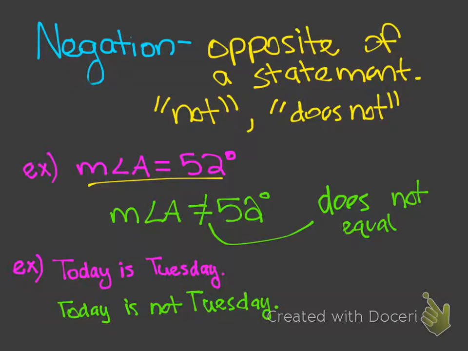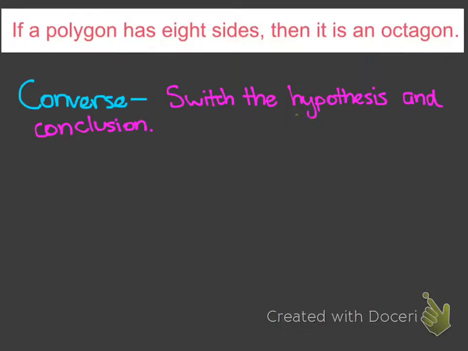Alright, that is negation. So now we're going to look at different types of conditional statements, and we'll have to use negation in some of them. Alright, let's look at the first one, the converse of a statement. The converse simply switches the hypothesis and conclusion of a conditional. So instead of writing P then Q, for a converse, you're going to write Q then P. You'll put the conclusion first.